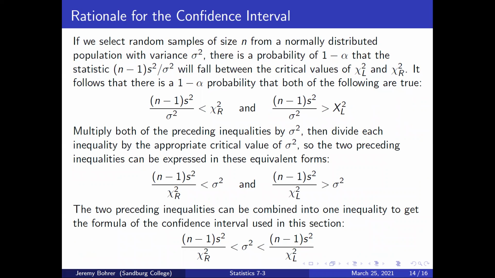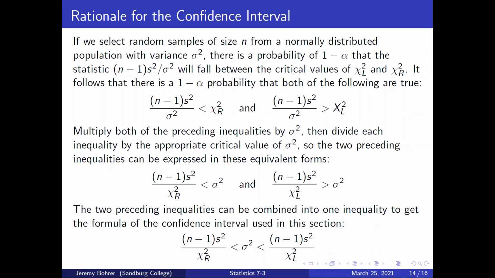If we select random samples of size n from a normally distributed population with variance sigma squared, there is a probability of 1 minus alpha that the statistic n-1 times s squared over sigma squared will fall between the critical values of chi-squared sub L and chi-squared sub R. It follows that there is a 1 minus alpha probability that both of the following are true. n-1 s squared over sigma squared is less than chi-squared sub R, and n-1 s squared over sigma squared is greater than chi-squared sub L.